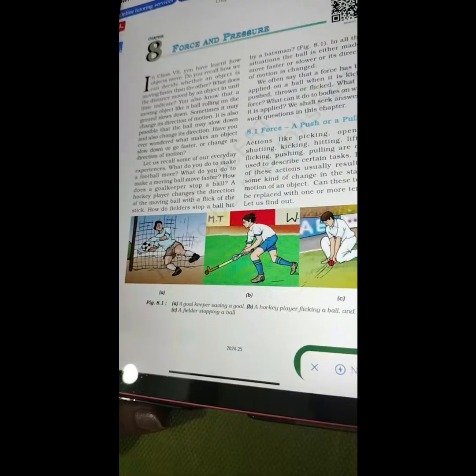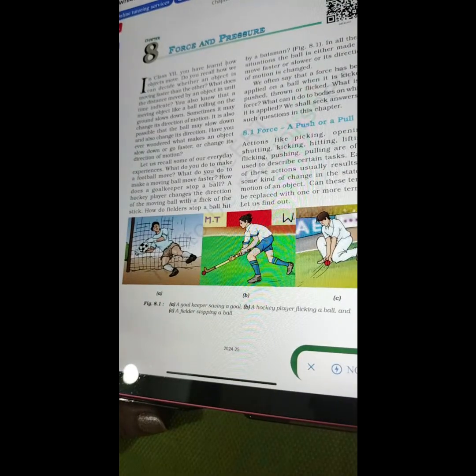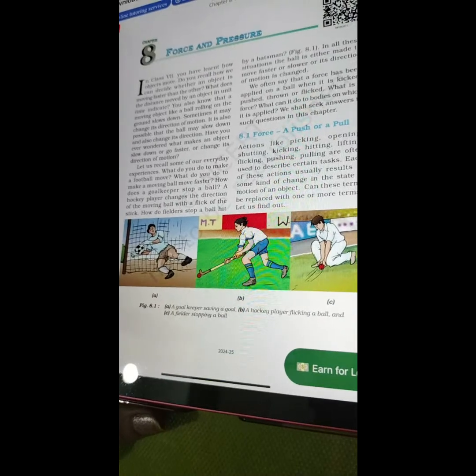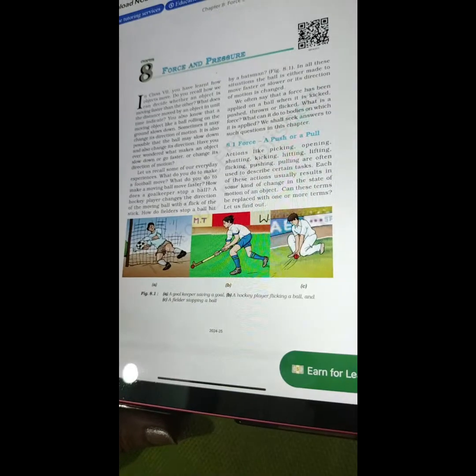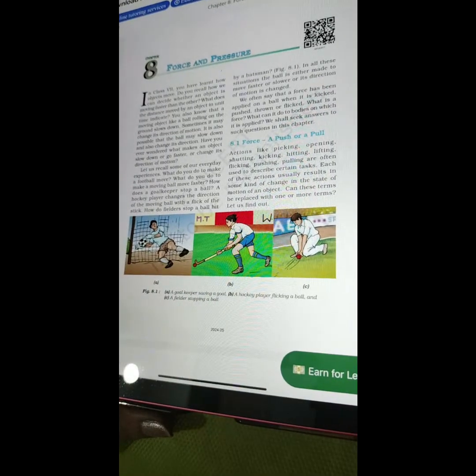I'm just checking the alignment and then we will start. I hope the screen is clear to everybody. The alignment is correct now. The text is visible.